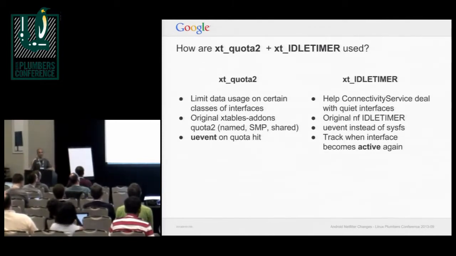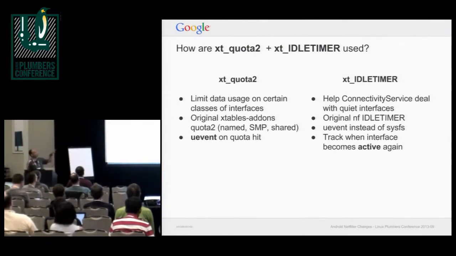Quota 2 is, like I said, the Xtables add-on, initially checked in as is, and the only thing that we added was sending up U events when we hit quotas. Why U events? Because most of what Android does in terms of networks already has listeners in place for the U events. So now when a U event triggers, it just sends out the quota, giving it the actual name and how it's hit.